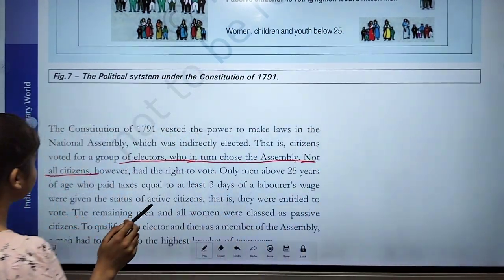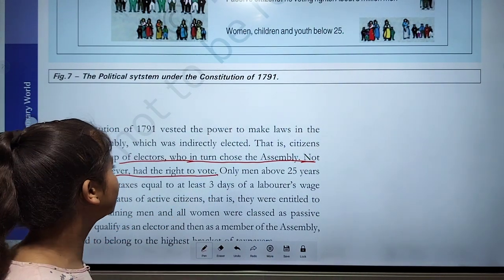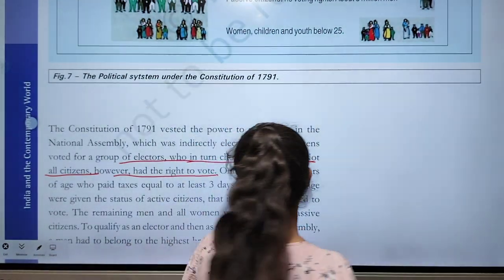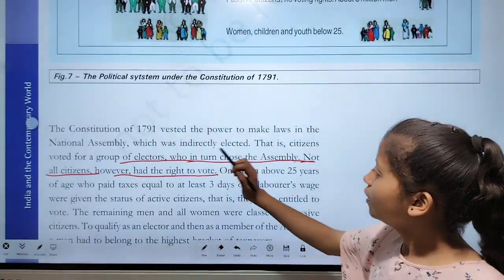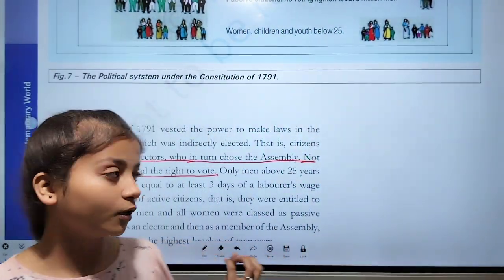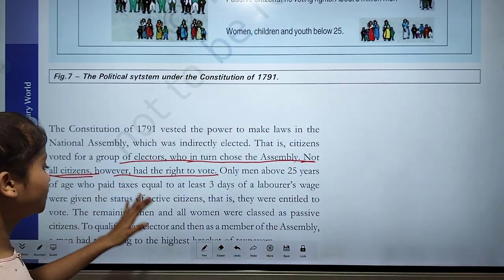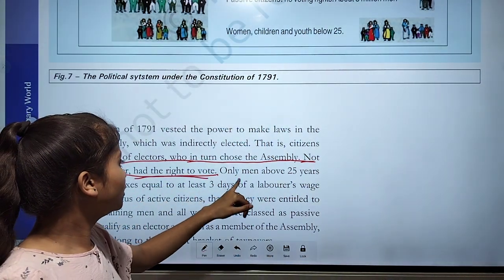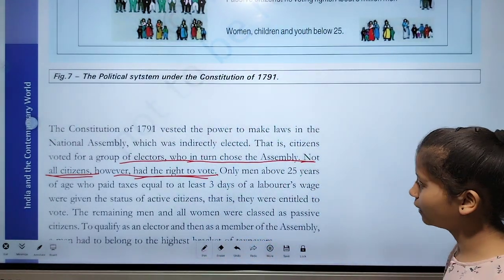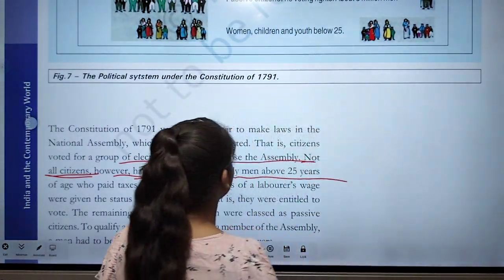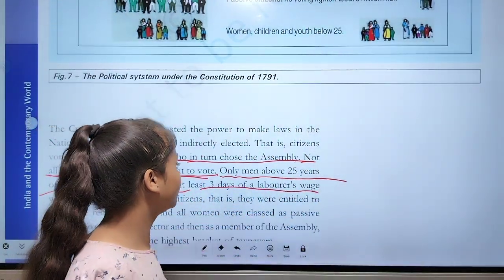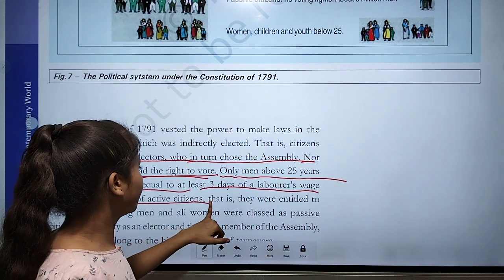Not all citizens, however, had the right to vote. It means citizens voted for a group of electors, who in turn chose the assembly, and they were not all citizens. Some people had the right to vote and some were not allowed. Only men above 25 years of age who paid taxes equal to at least 3 days of labor wages were given the status of active citizens.